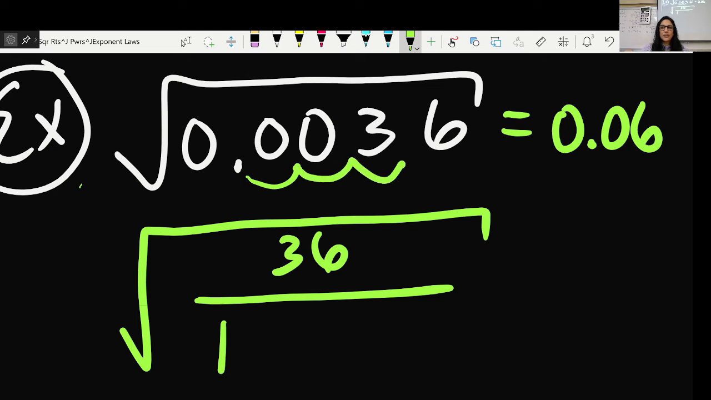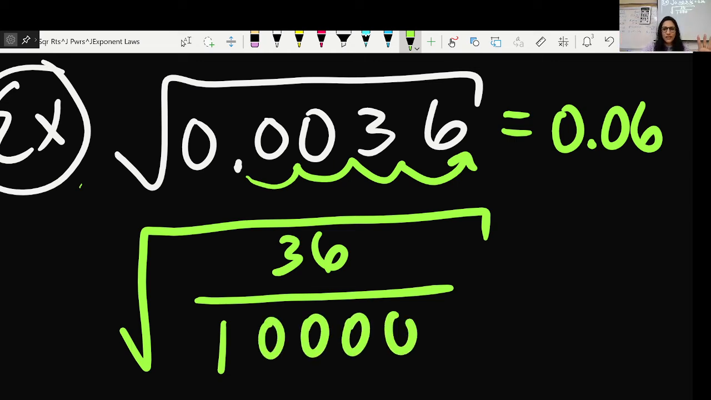1, 2, 3, 4. So do you see that always tells me the number of times I move over the decimal is the number of zeros I put there? So 1, 2, 3, 4. Good? Now what's the square root of 36?